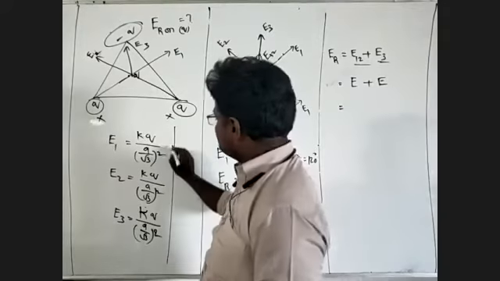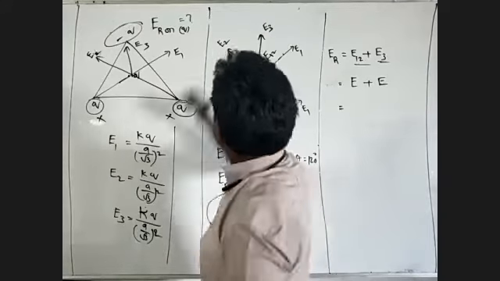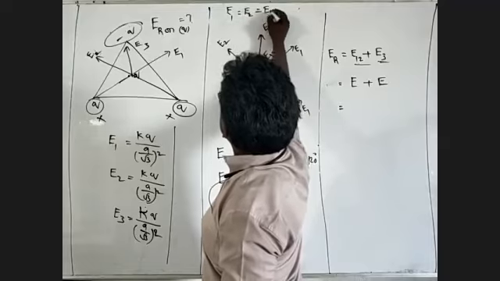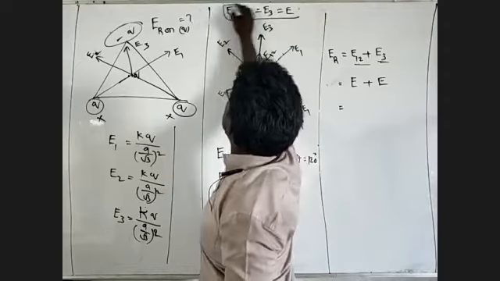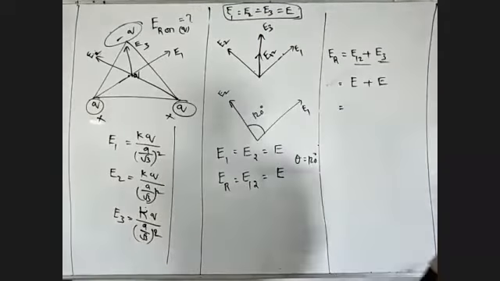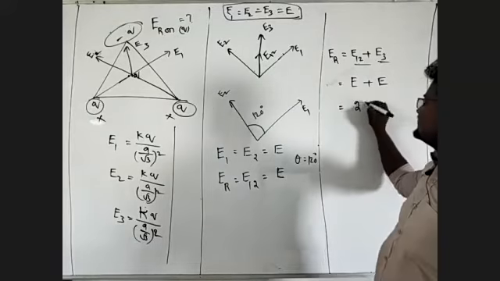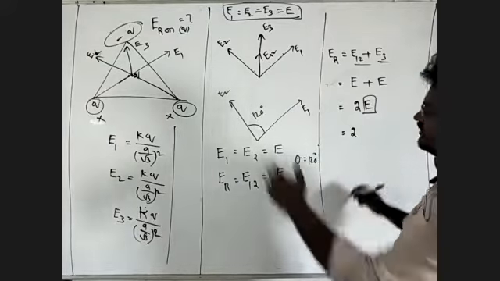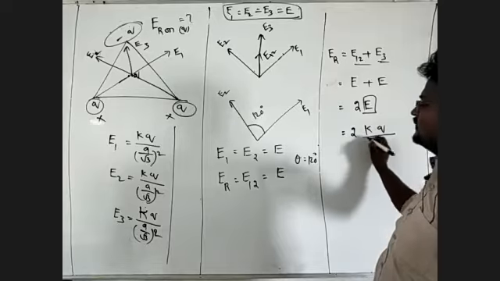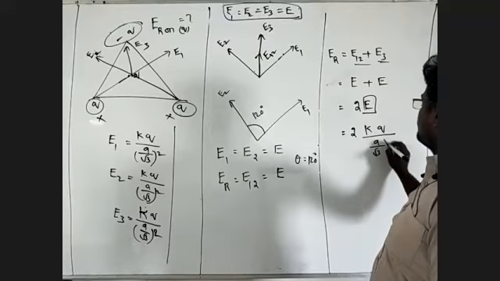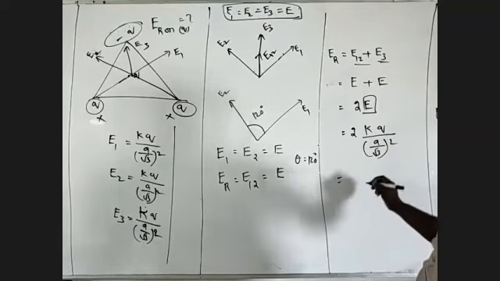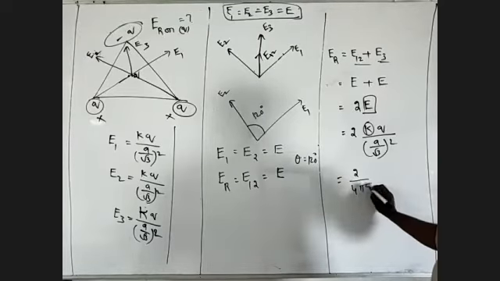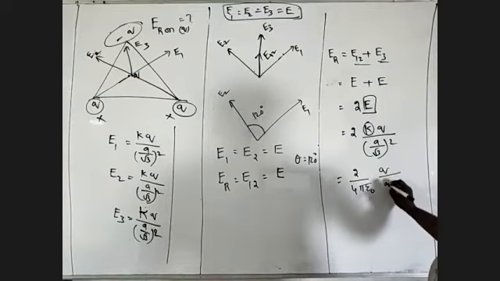All are the same. You will see E1 is equal to E2 is equal to E3 is equal to E. The magnitude is the same. So what is the answer? E plus E, 2E. What is the electric field? Now K Q by A by root 3 whole square. Just to simplify this equation, K means 1 by 4 pi epsilon naught, Q by A square.